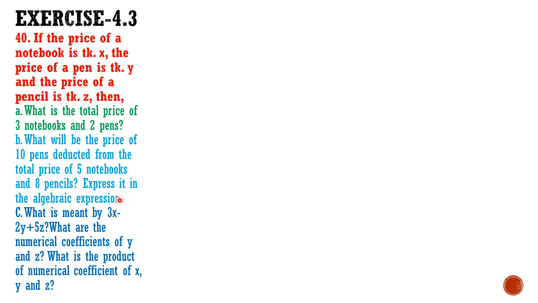And question C: what is meant by 3x minus 2y plus 5z? What are the numerical coefficients of y and z? And what is the product of the numerical coefficients of x, y and z? So let us see the solution, my dear students. This is solution number A.